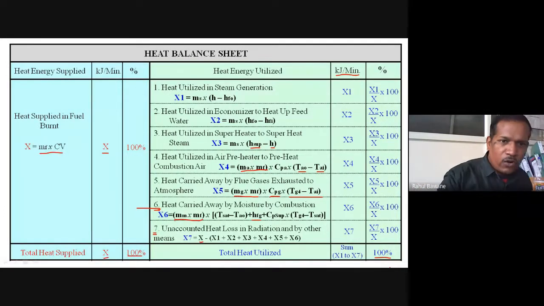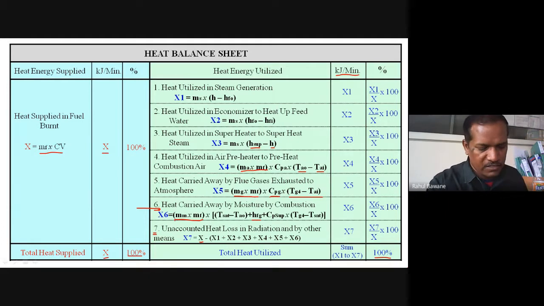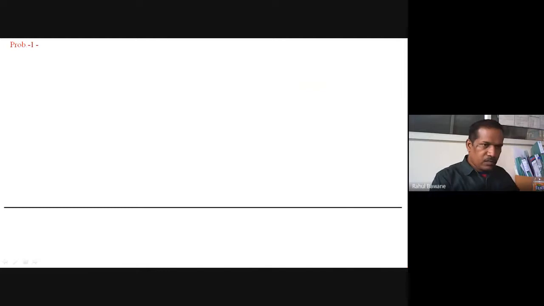If you calculate all these heads, no doubt you will calculate outside this box. But if you don't draw this heat balance sheet, then definitely there will be a separate weightage of 3 to 4 marks for drawing this heat balance sheet. This is your actual final answer. So whenever there is a numerical, you have to draw this heat balance sheet. Without this heat balance sheet, you don't get full marks. Now we will see one numerical, and that will be the end part of today's lecture.